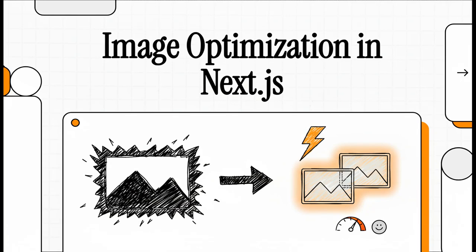Hey everyone, today we are diving into one of the single most important skills you can master for the modern web. We're talking about how to take a slow, clunky website and turn it into one of those lightning fast experiences that users absolutely love. And we're going to do it by mastering image optimization in Next.js.